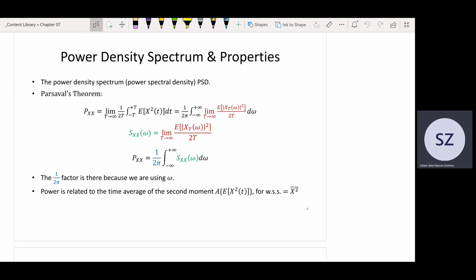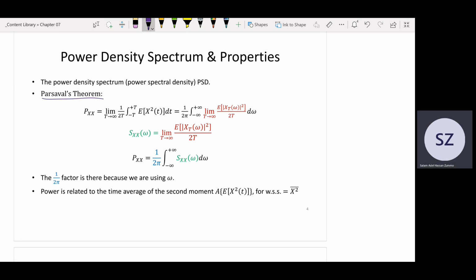How is the power distributed among different values? A power spectral density will give you how the average power is distributed among the different frequencies. How is the average power distributed among the different frequencies? Now, in order to do that, let's talk about what we call Parseval's theorem.